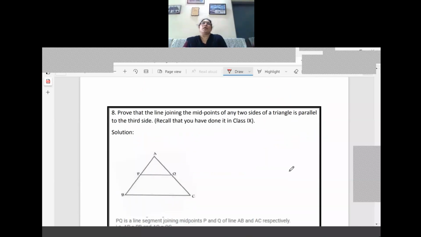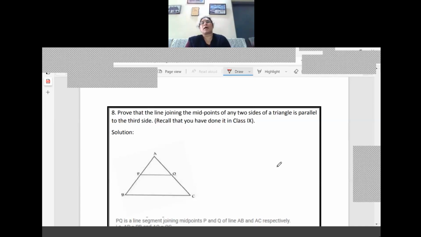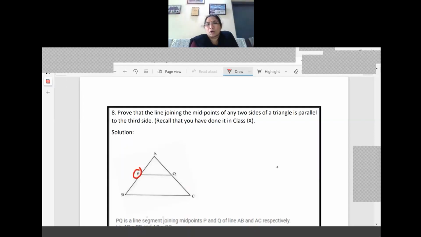One more question we have. Prove that the line joining the midpoints of any two sides of a triangle is parallel to the third side. That means this time it is a midpoint theorem only. I think last time it was the converse midpoint theorem. This is the midpoint theorem. Here it is given that they are the midpoints of any two sides. That means P and Q are the midpoints of AB and AC. So naturally we can write that AP and PB are equal, and on the right side, AQ and QC are equal only.